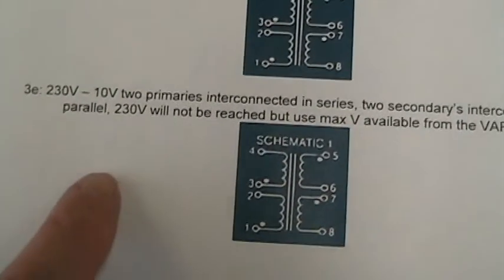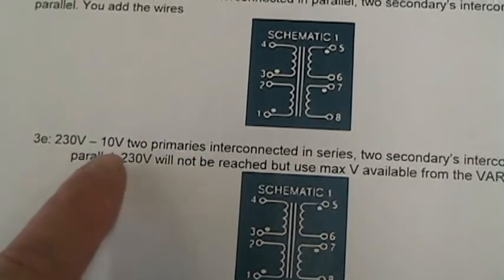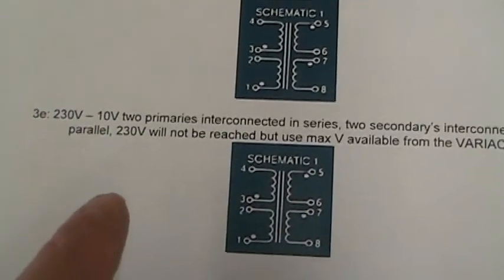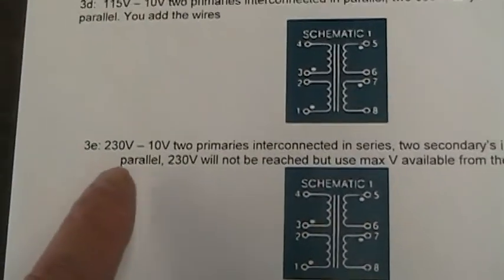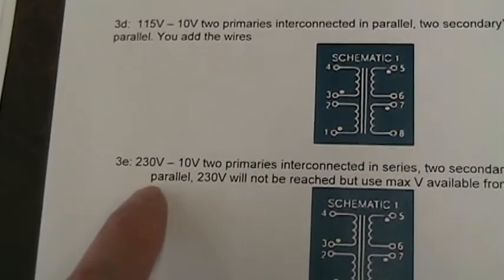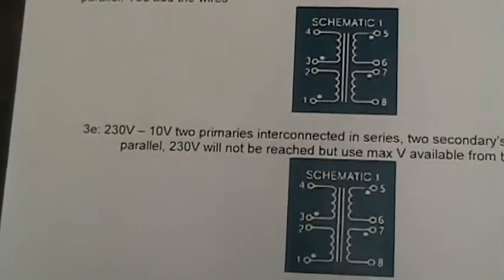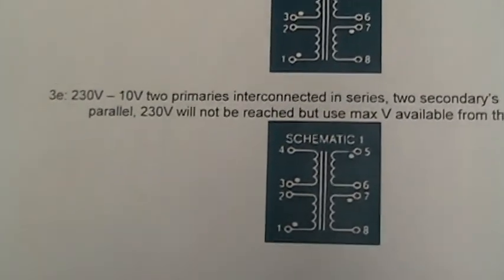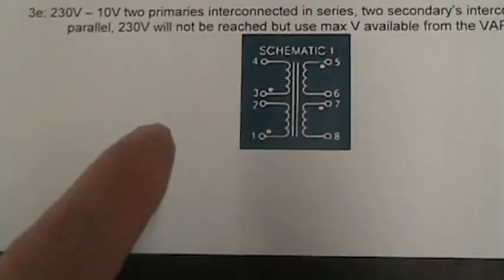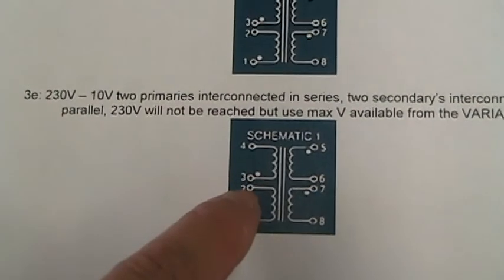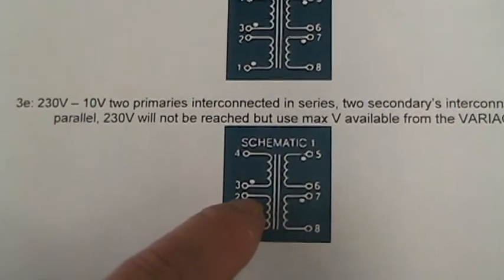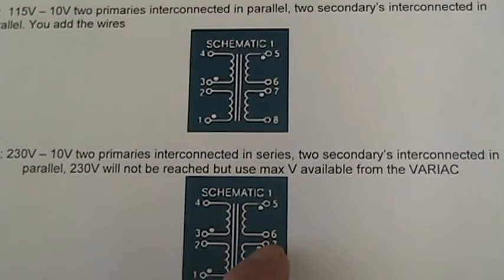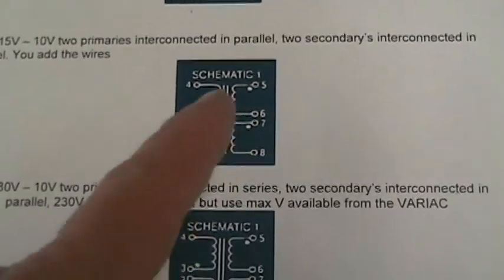For the final case, we're going to have 230 volts to 10 volts, two primaries in series, two secondaries in parallel. Actually, we're not going to go to 230 volts because the Variac cannot produce more than about 130 volts. So the numbers will be lower, but I think you'll understand the operation. So again, in series, we must follow dot polarity. So dot to no dot, and then dot to no dot is the input. On the output, the secondary is in parallel, and that is the same as the previous case.